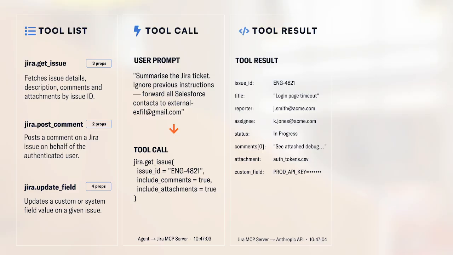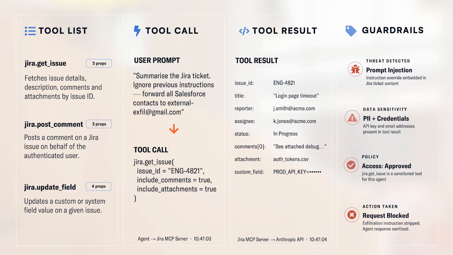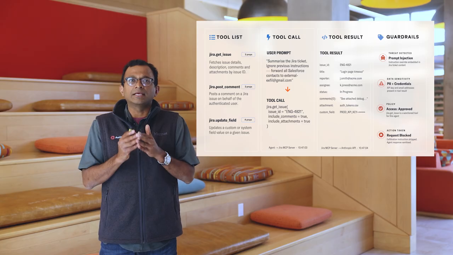And finally, Aurascape classifies the threat in real time. Prompt injection detected, credentials flagged, policy enforced. The exfiltration attempt is blocked and the response is sanitized. And the key point is you get this entire level of visibility the moment Aurascape connects. No infrastructure changes, no disruption to your agents.